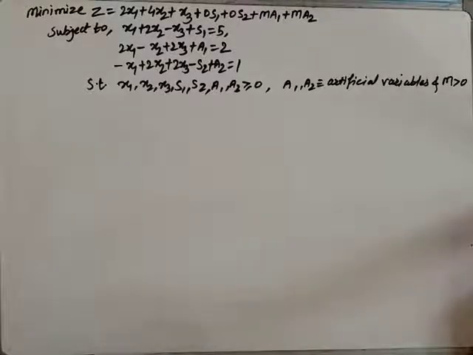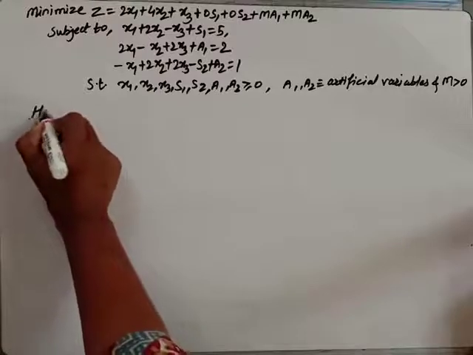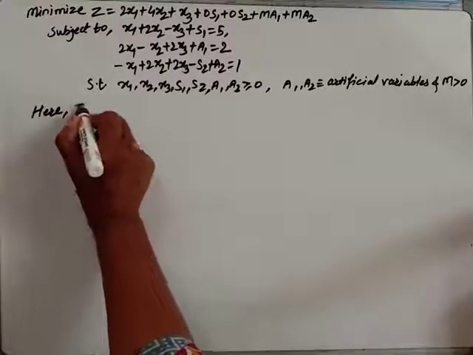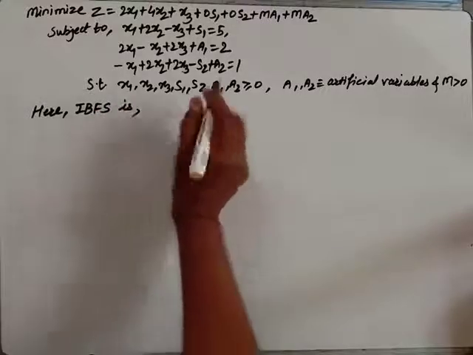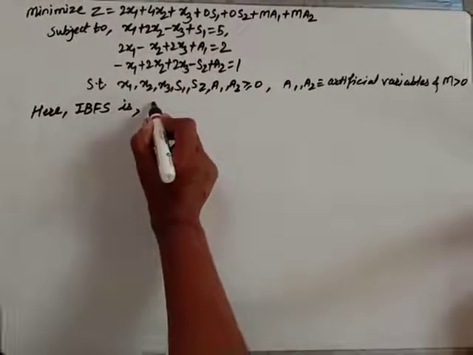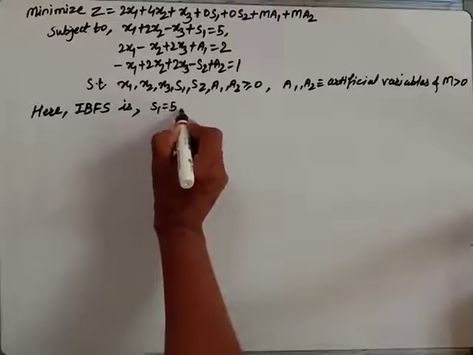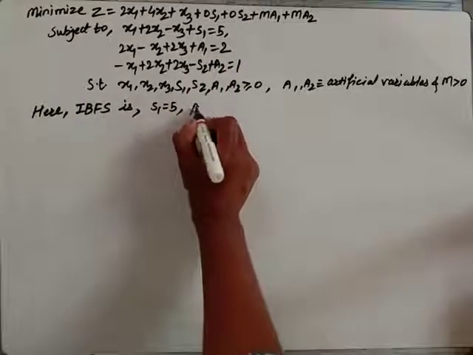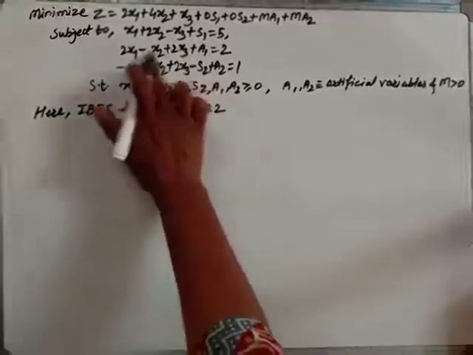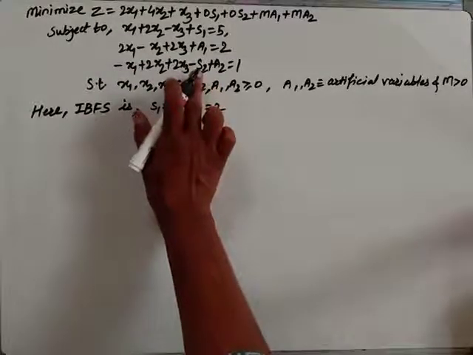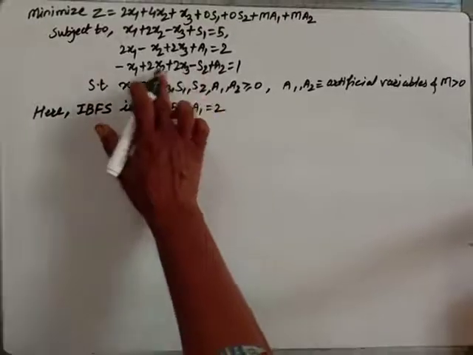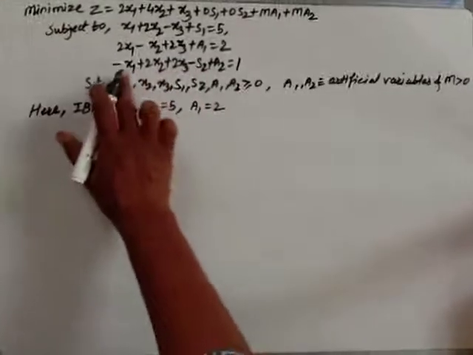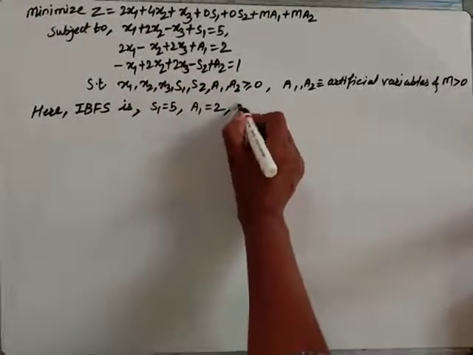So here the initial basic feasible solution can be written as, here IBFS is what? s1 equal to 5, a1 equal to 2. These are 0. Now here s2 will also become 0, because s2 won't be negative, so it will become 0. And a2 equal to 1.